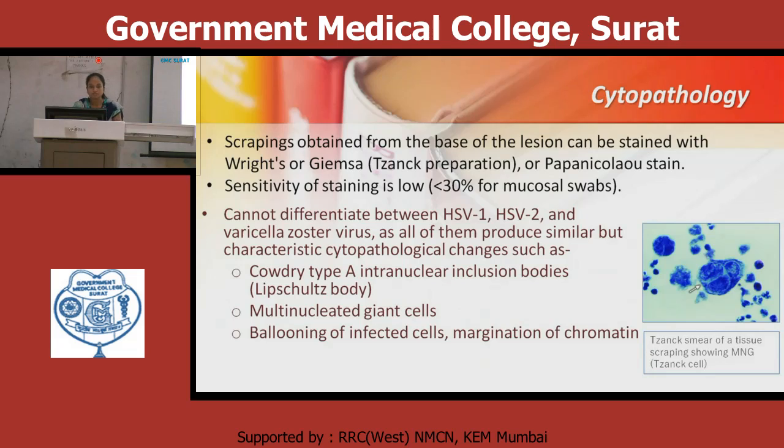Scraping obtained from the base of the lesion can be stained with Wright's or Giemsa stain or Papanicolaou stain. Sensitivity is less than 30% for a mucosal swab. It cannot differentiate between HSV-1, HSV-2 and varicella zoster virus, as all of them produce similar but characteristic cytopathological changes such as Cowdry type A or intranuclear inclusion bodies, that is Lipschütz bodies, multinucleated giant cells, ballooning of infected cells, and margination of chromatin.